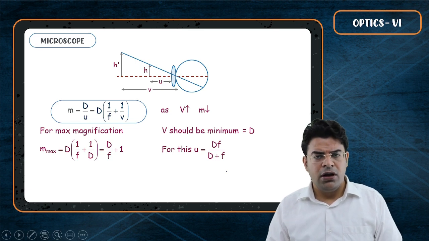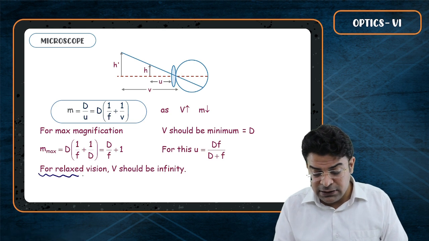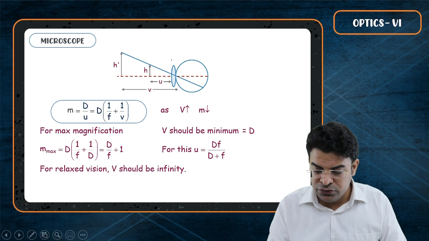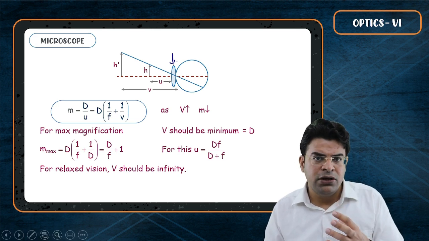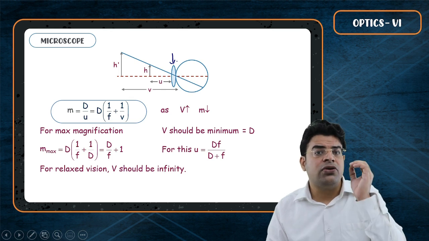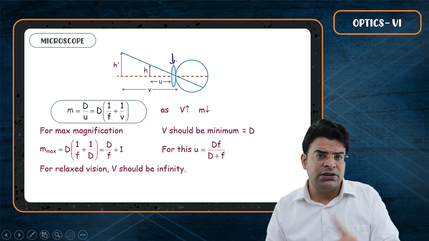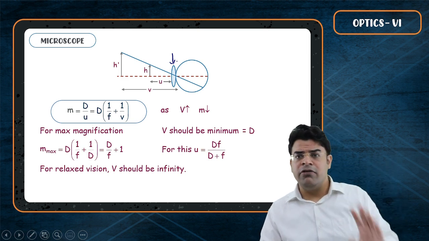Easy? Now let's think of the next case. We say that there is something called relaxed vision. If a jeweler is using this simple microscope constantly on the eye, they don't want their eyes to be constantly under stress. Our eyes are most stressed when the object is near, and our eyes are most relaxed when the object is far, far away.